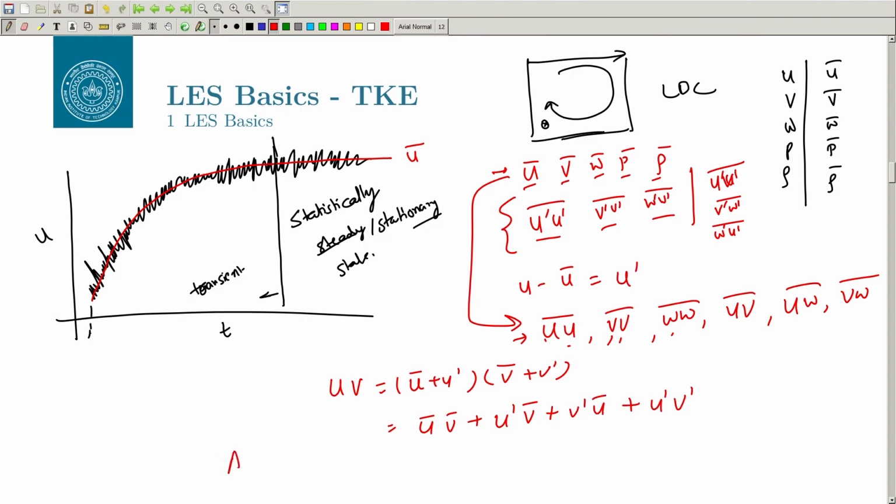Now, we take the average of the entire thing. So, U V bar is equal to U bar V bar, because these are already averages. So, these have become constant quantities, and we use the identity that U prime bar is equal to 0. If you have taken a good mean for a sufficiently long time, the average of the fluctuation should go to 0, and similarly V prime bar U bar will also go to 0, plus U prime V prime bar.